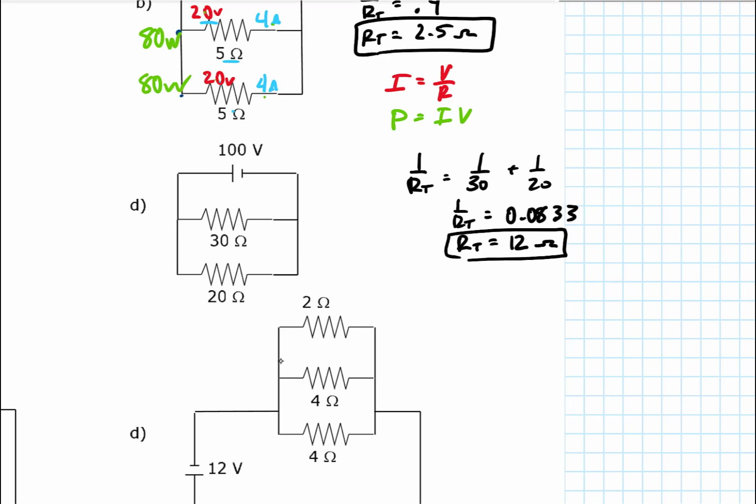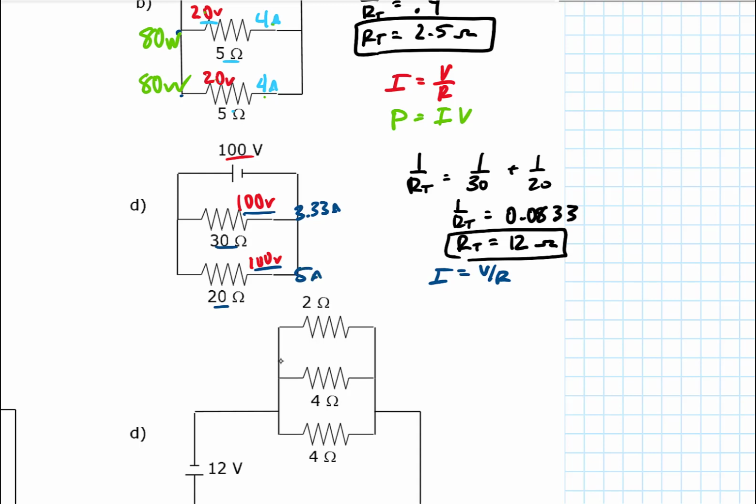There we go. Now, because it is 100 volts up here, that means across each resistor we drop 100 volts, because they're in parallel, and in parallel the voltages are the same. So to get the current, it is equal to the voltage divided by the resistance. And so that's 100 volts divided by 30 ohms. It's not a pretty number, but we get 3.33 amps. And then 100 volts divided by 20 ohms is 5 amps.